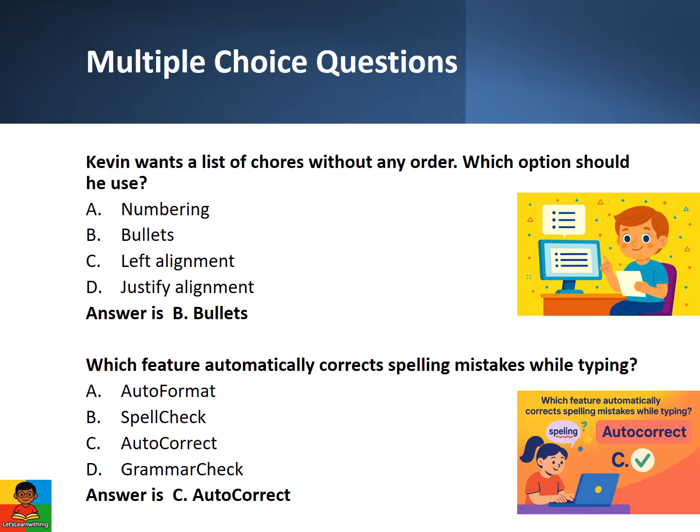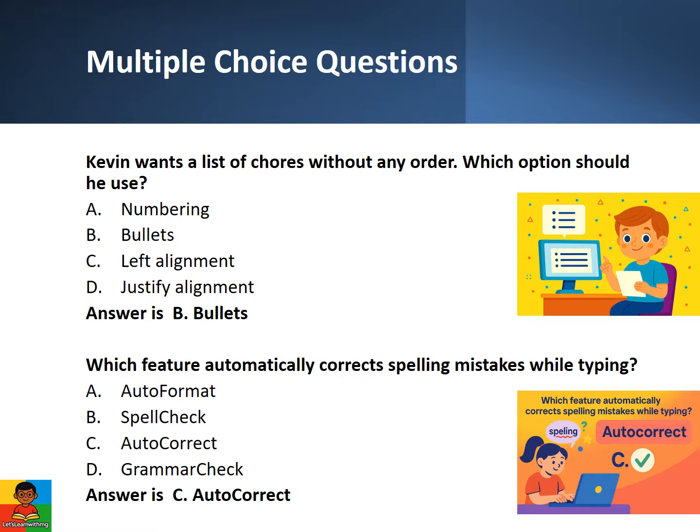Question 9. Kevin wants a list of chores without any order. Which option should they use? A. Numbering. B. Bullets. C. Left alignment. D. Justify alignment. The correct answer is B. Bullets.